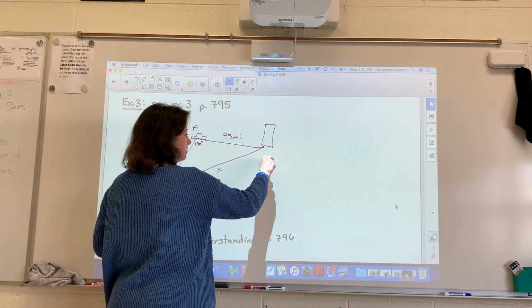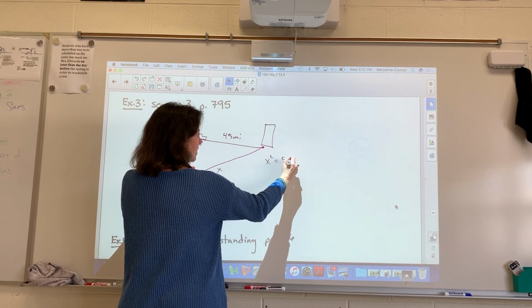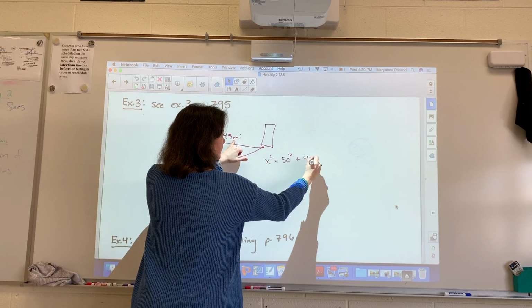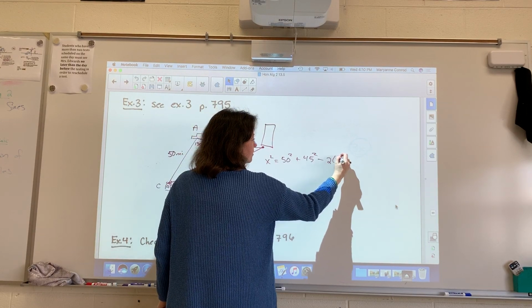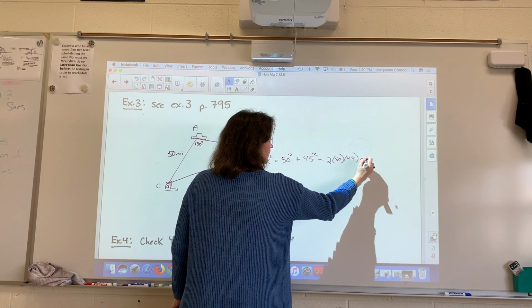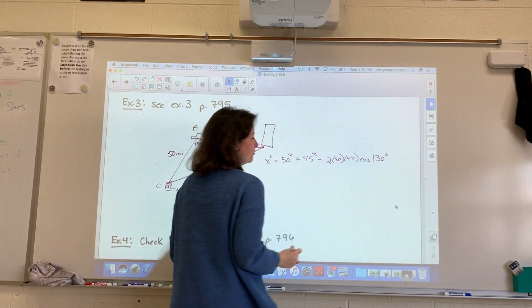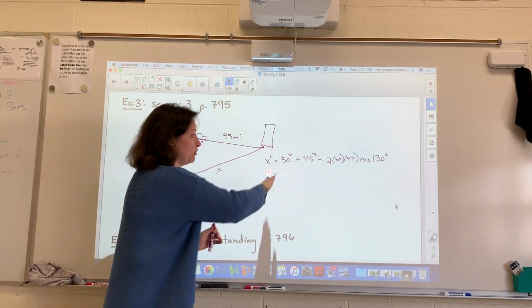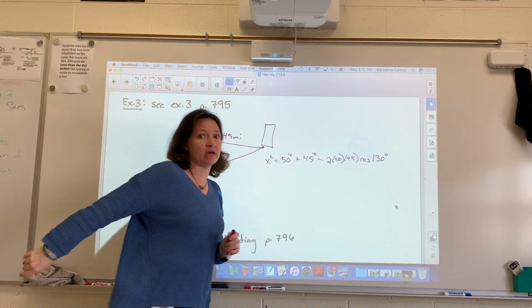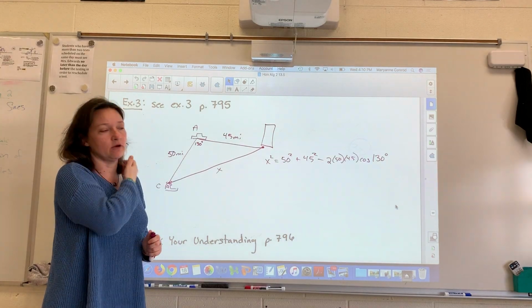So x squared equals one side squared plus the other side squared minus, don't forget the 2 times each of those sides, times cosine of the angle that's between them, 130 degrees. Since we know the angle, this is one of those where we can put the entire problem in your calculator. This is the easier one when we know the angle.